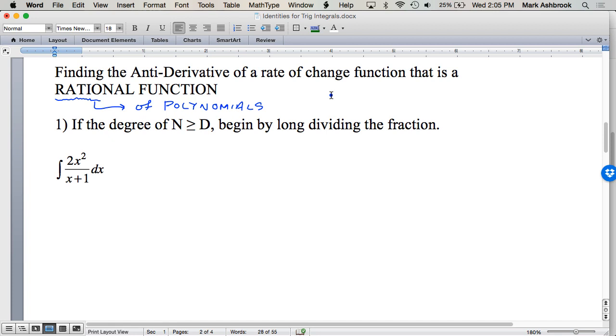And for certain types of rational functions, you can find the antiderivative by the technique we're going to do today, which is called partial fractions. But before we get to partial fractions, there's something that you want to check. If you have a rational function like 2x squared over x plus 1, that's a ratio of polynomials. The first thing you want to check is the degree. If the degree of the numerator is greater than or equal to the degree of the denominator, then you're going to begin by long division. You're not going to jump right into the partial fractions technique, which we'll talk about later, but the first thing you want to do is long division.